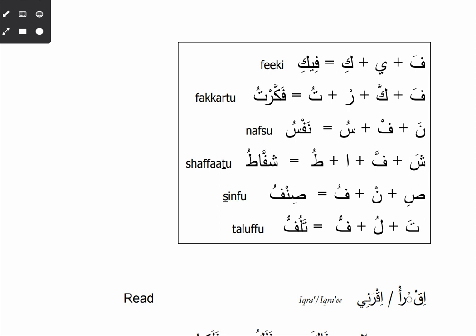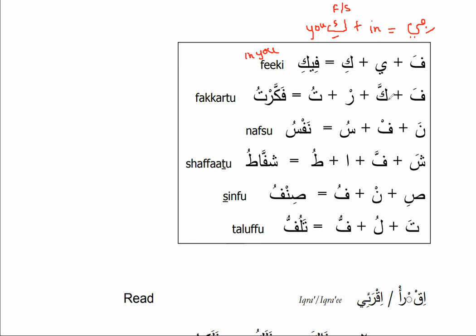Fi means in, and it is also a harf jar. So fa will have a kasra. Fi means in, and when it is attached with kaf damir, and this time this damir is for feminine singular, means you. So when you want to say in you, what will you do? Fi plus kaf damir, it's in you. Fiki means in you.